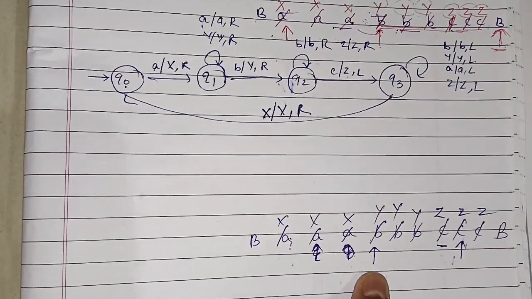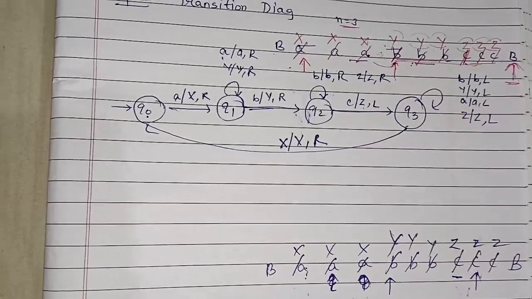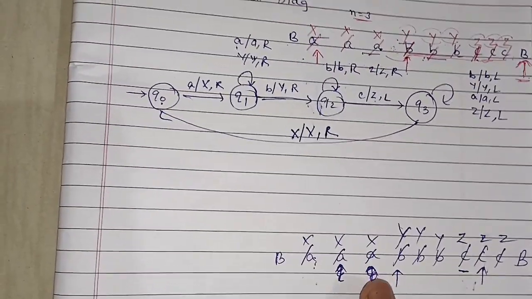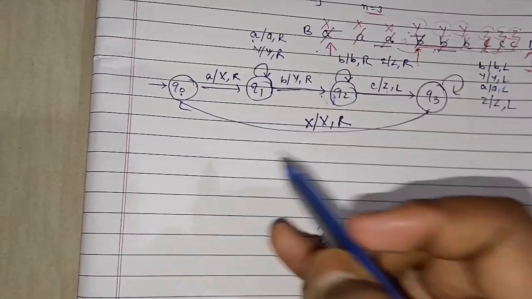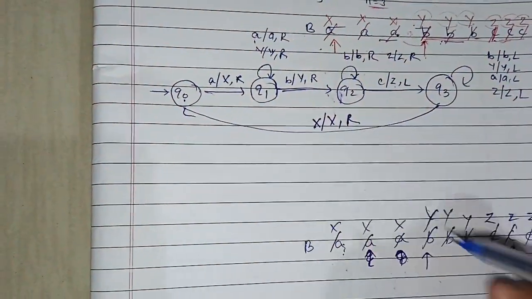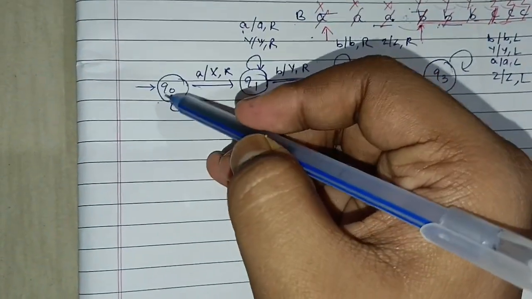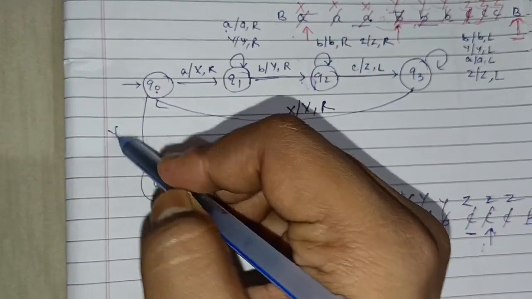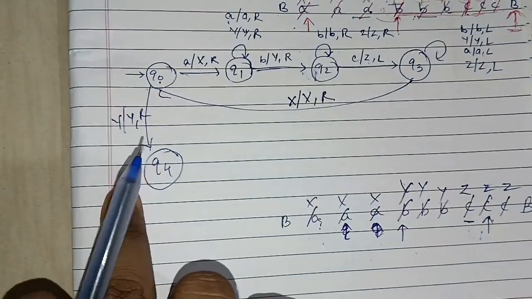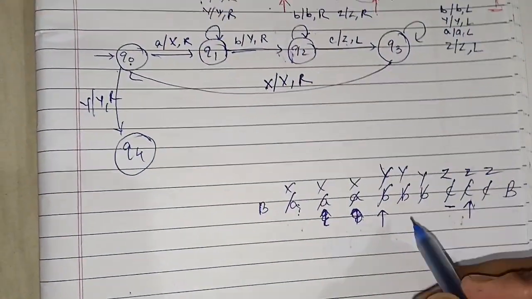So when it has come right, it is getting Y, not any A. Not any A means all the A traversing is completed. So if you get Y, when the head is pointing here and it is in the Q0 state, go to a new state, Q4, keep the Y as it is and move right. Now see, when it moves right, the head will come here.